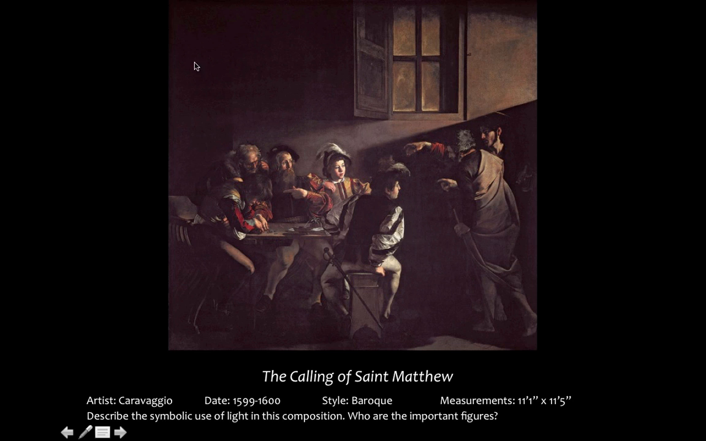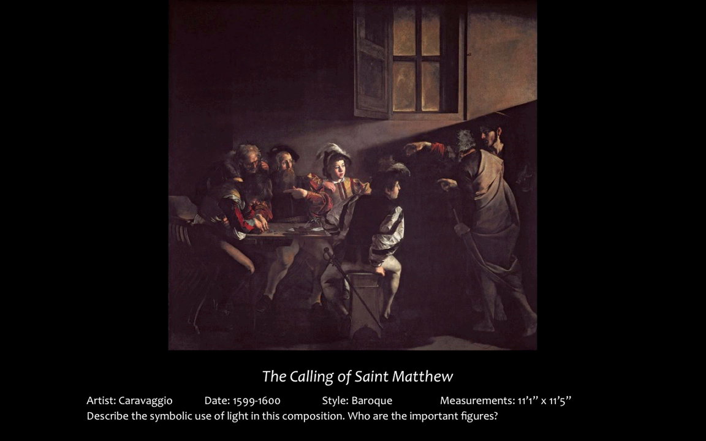So here's a great example of tenebrism at play in this painting that he does here. He has really dark sections of the composition juxtaposed to this bright divine light, the light of God that's shining in. This is the story of the calling of St. Matthew. So in this composition, you have this figure of Christ, and you can tell it's Christ because he has this sliver of a halo above his head.